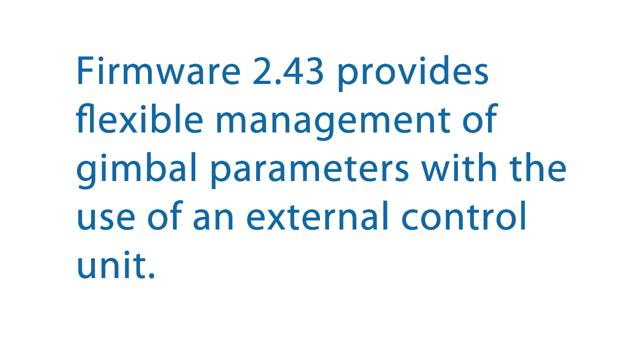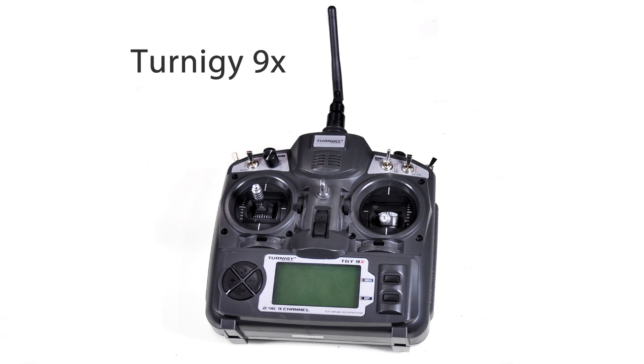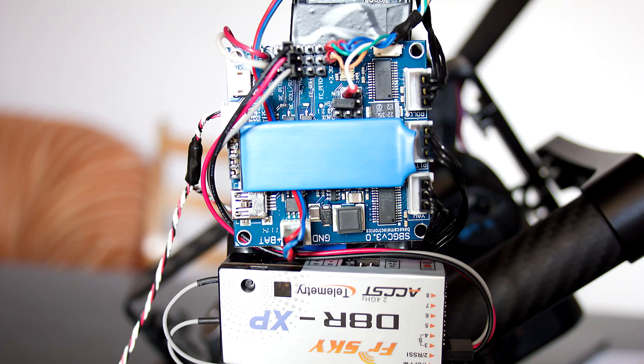Firmware 2.43 provides flexible management of gimbal parameters with the use of an external control unit. In this video, we will demonstrate the new performance capabilities by adjusting the remote console Turnigy 9X to manage various functions, which are useful for survey purposes. We have matched the required control elements of the console to 8 channels.